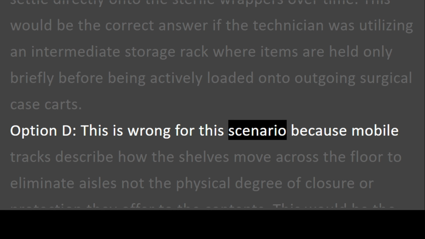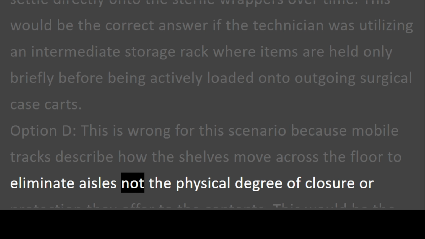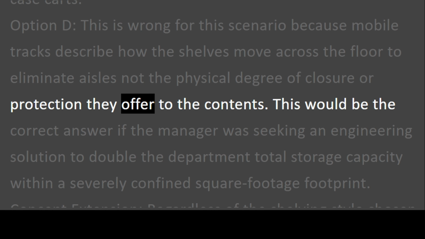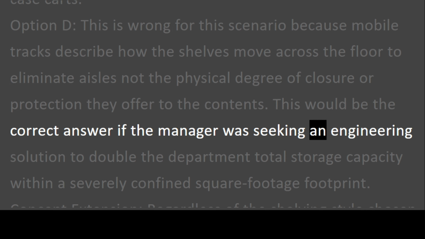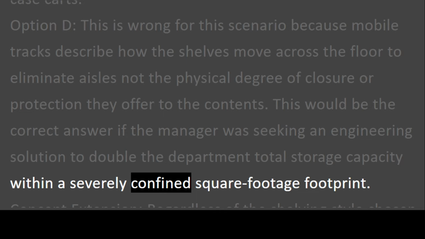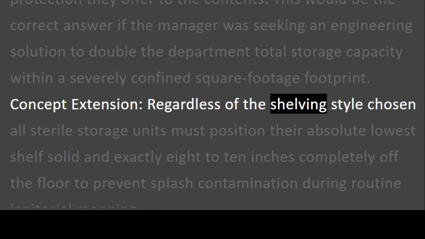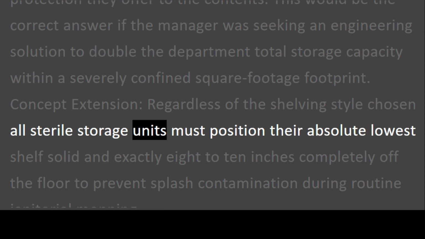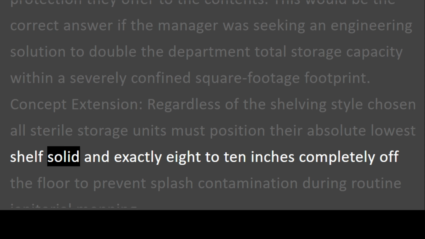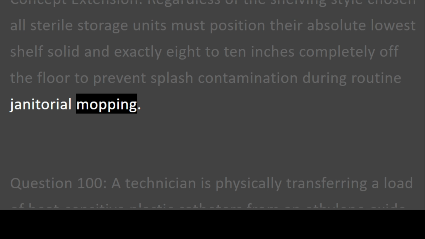This is wrong for this scenario because mobile tracks describe how the shelves move across the floor to eliminate aisles, not the physical degree of closure or protection they offer to the contents. This would be the correct answer if the manager was seeking an engineering solution to double the department total storage capacity within a severely confined square footage footprint. Concept extension. Regardless of the shelving style chosen, all sterile storage units must position their absolute lowest shelf solid and exactly 8 to 10 inches completely off the floor to prevent splash contamination during routine janitorial mopping.